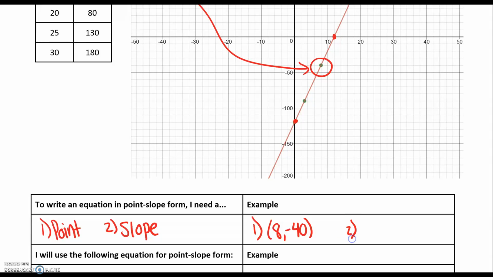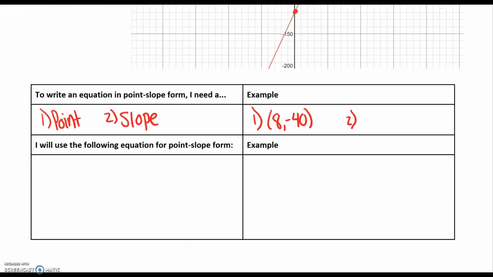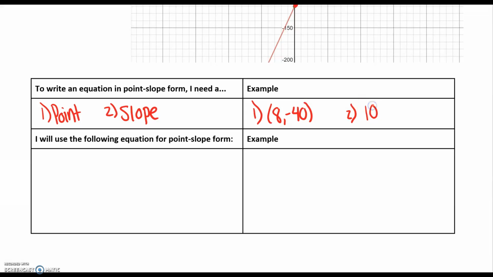And the second thing you need to write an equation in point-slope form is the slope, which we've calculated in the previous videos. Remember, slope is rise over run. Okay, so we rose 50, we ran 5. So our slope was 50 over 5, which was 10. Okay, so in our example, our slope is 10. So once you have the point and the slope, that's all you need. You're just going to write it in the following format.